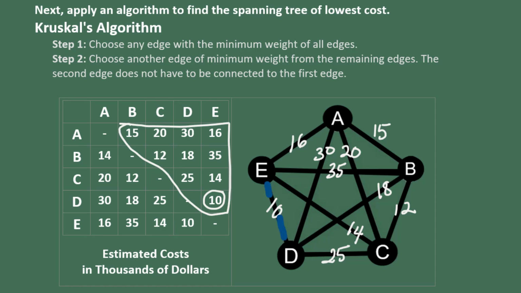In step 2, we're going to choose another edge of minimum weight from the remaining edges. The second edge does not have to be connected to the first edge. By the end, we will have connections, but we don't have to have it to start with. The next higher value would be 12. So we're going to choose the edge connecting B and C.